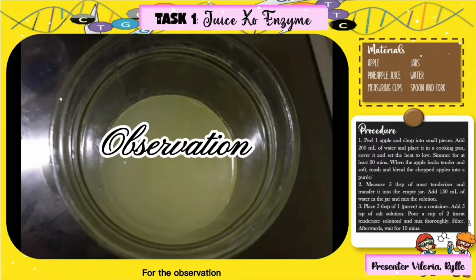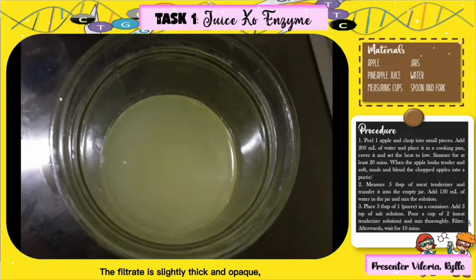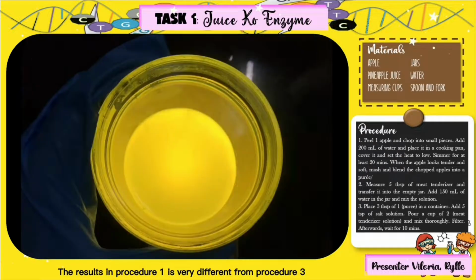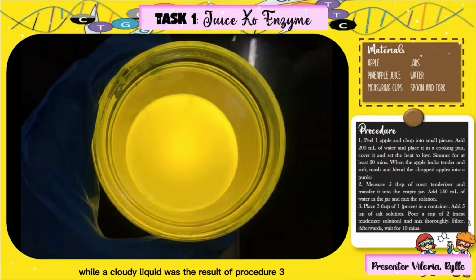For the observation, the filtrate is slightly thick and opaque. It has a yellowish color and no particles or bubbles are evident. The results in Procedure 1 are very different from Procedure 3. A slightly solid puree was the result of Procedure 1, while a cloudy liquid is the result of Procedure 3.